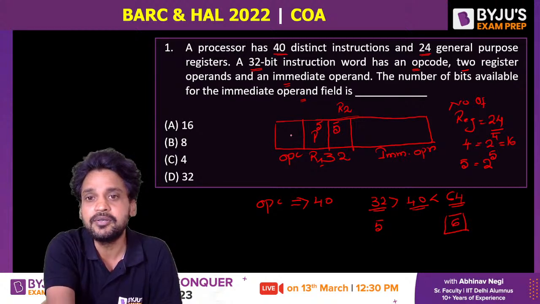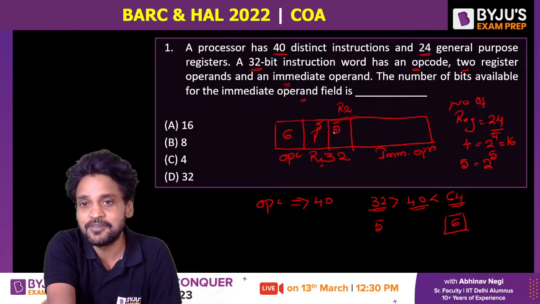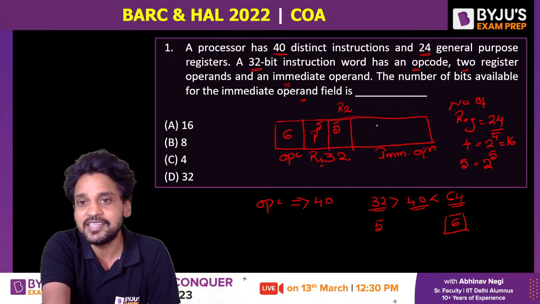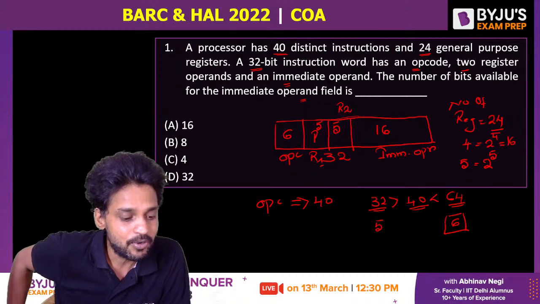opcodes. So here I do require 6 bits for the opcode, the next 10 bits for register 1 and register 2, and the remaining 16 bits for the immediate operand. I hope you got my point.